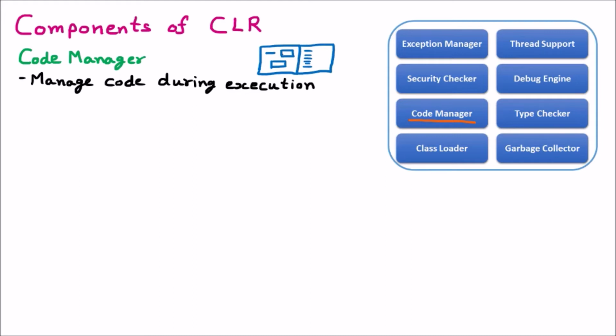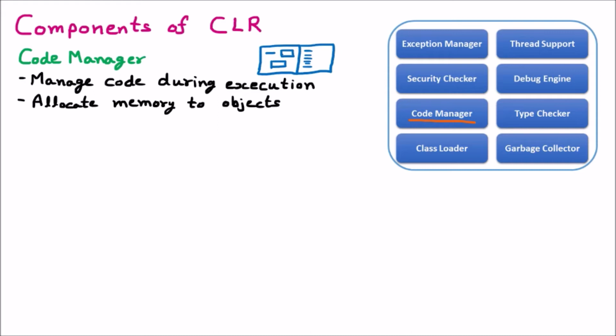Now what do you mean by the management of code? Let's say we have declared some variables, and some objects. Now providing them the memory is taken care of by the code manager. So we can say that the code manager allocates memory to the objects.